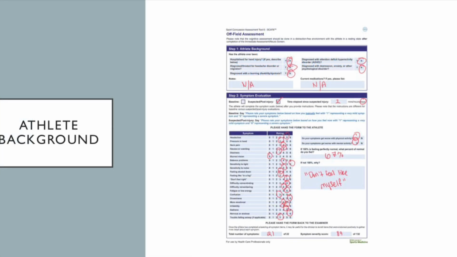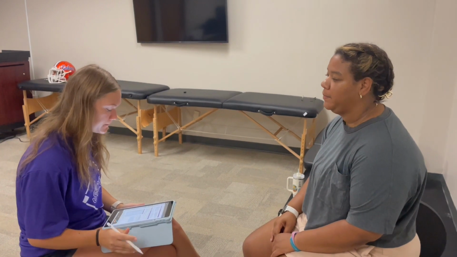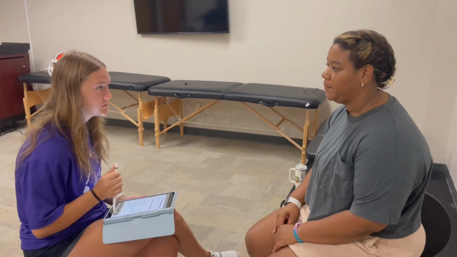To begin the SCAT6, you want to get the athlete's background information. This includes if the athlete has ever been hospitalized for a head injury or diagnosed with a learning disability or dyslexia. To begin, I'm going to ask you some questions about history. Just give me yes or no answers.